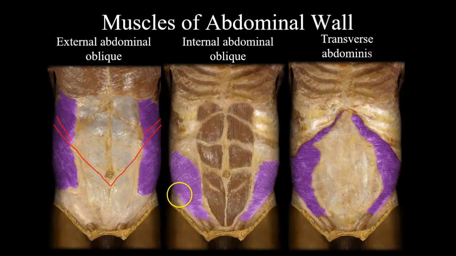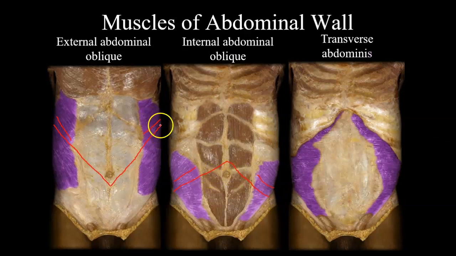The internal abdominal oblique forms an inverted V. For instance, if I follow the grain of this muscle like that, you can see how it forms an inverted V. So the internal abdominal oblique forms an inverted V. Does that make sense?